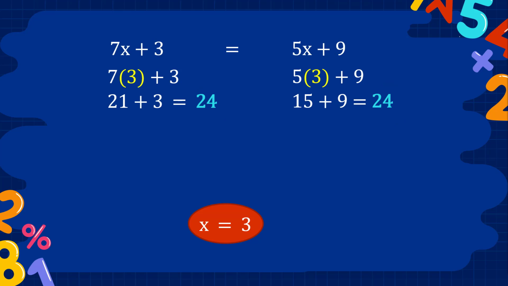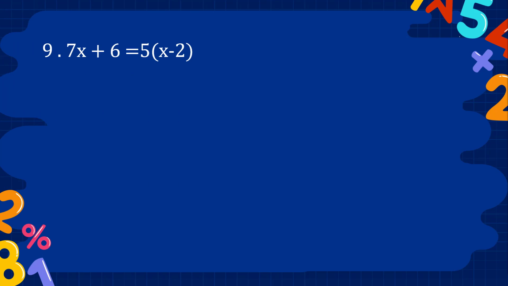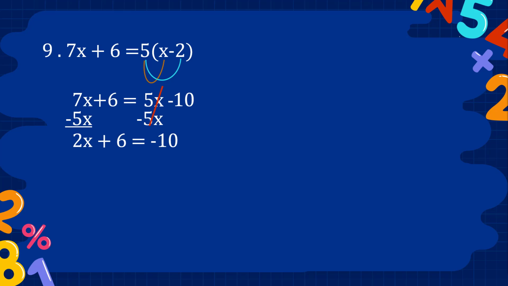Question 9. The first step is to get rid of all the brackets. We do that by multiplying everything inside the bracket by 5. 5 times x is 5x, minus 5 times 2 is 10. So the next step is to get all the like terms together. We subtract 5x from both sides, and you are left with 2x plus 6 equals minus 10.